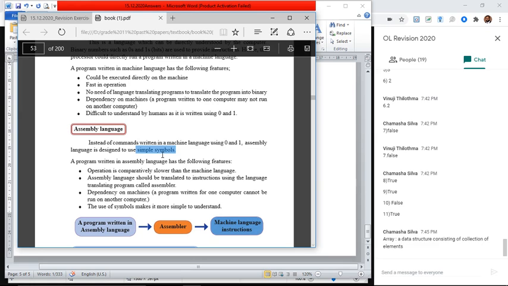Can you understand? So they have given that a program written in assembly language has the following features. Operation is comparatively slower than the machine language. අයියේ අර අතරමැද එක්කෙනෙක් පාවිච්චි වෙනවා.